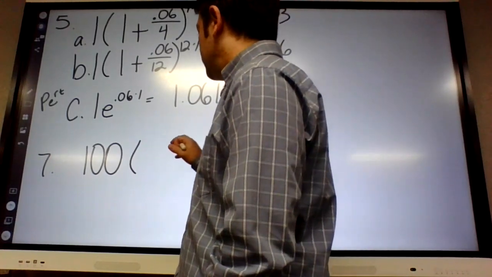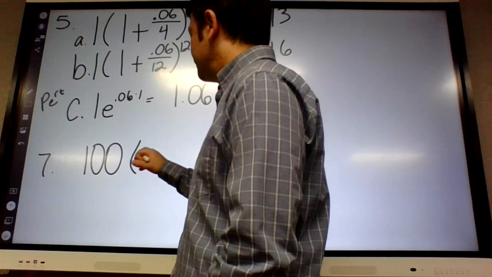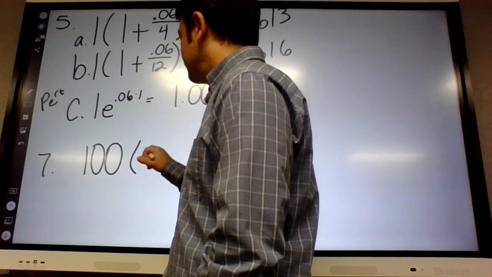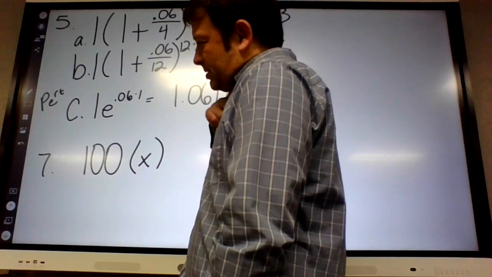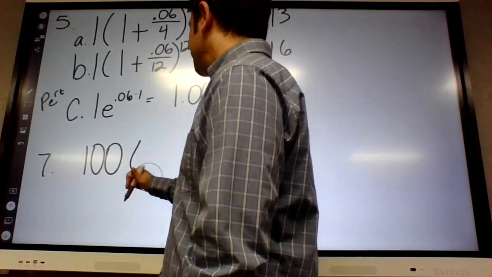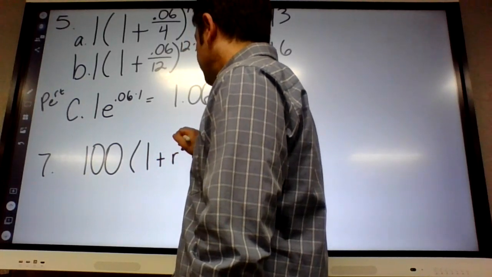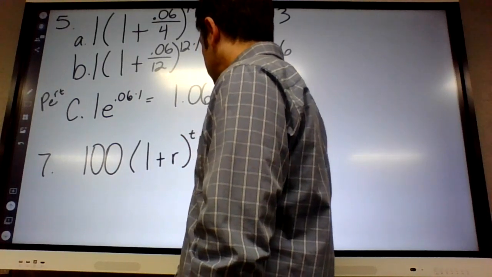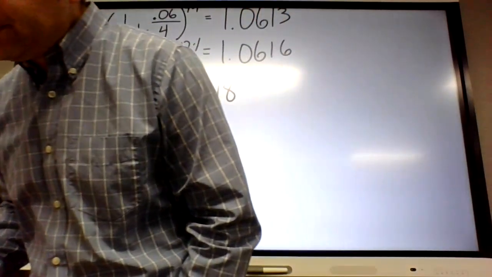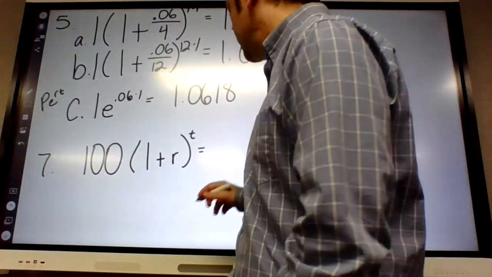Did you put x in for r for the rate? Okay. Sorry. What did we end up with? 107.50.